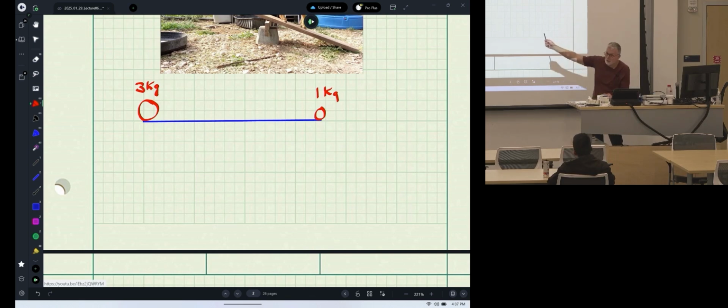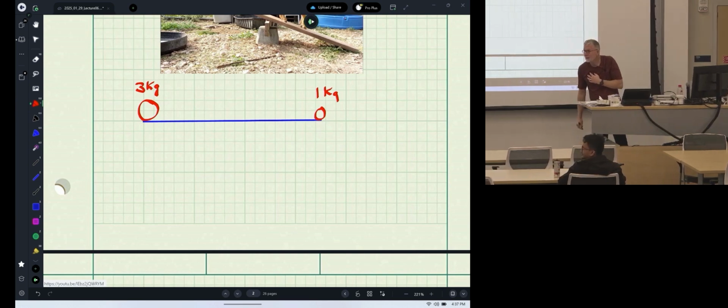Should it be in the middle? No, right? It's got to be closer to the heavier mass, closer to your left, my right, okay? How do you determine where it's supposed to be?